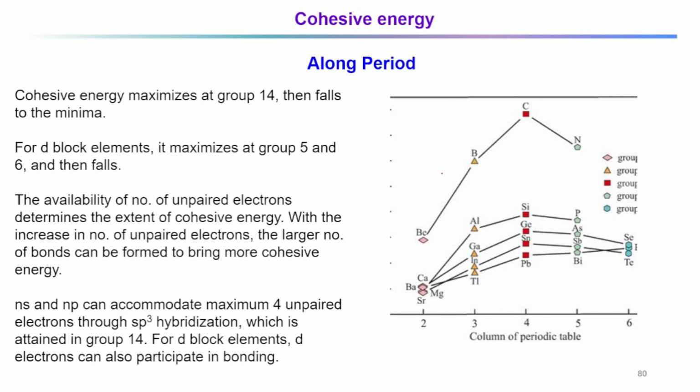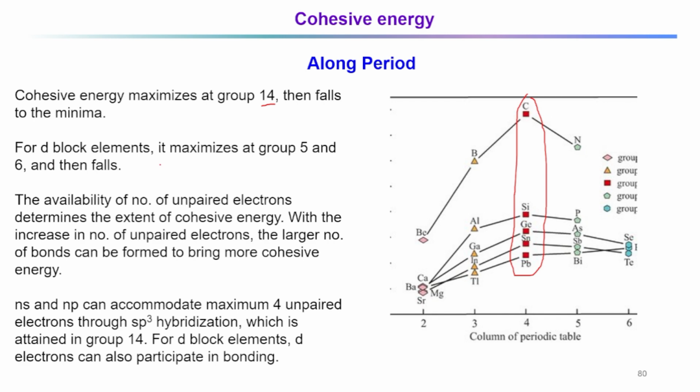Now why is this happening? We have to understand the factors that are responsible for this type of behavior. So we will first see the trend of cohesive energy along a period. Cohesive energy maximizes at group 14, then falls to a minimum. So this is the group 14 elements. You can see if you go along the period, for example beryllium, boron, carbon, nitrogen, the group 14 elements have higher cohesive energies, and then again it falls down.